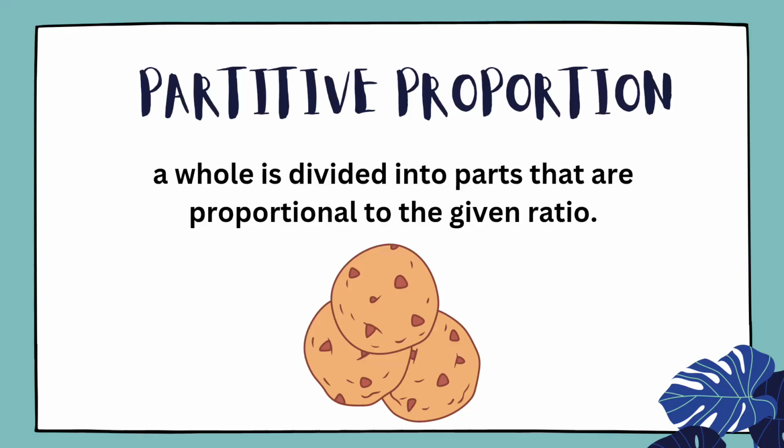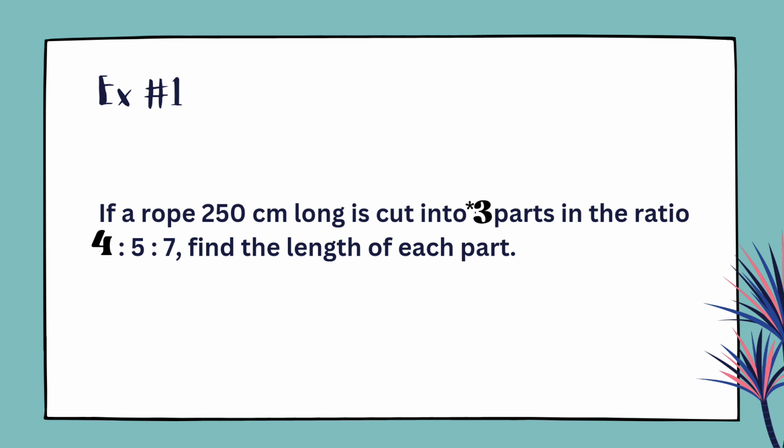And now, let's proceed to the last type of proportion, which is the partitive proportion. Partitive proportion is a whole is divided into parts that are proportional to the given ratio. A rope is cut into 3 parts in the ratio of 4:5:7. Find the length of each part.